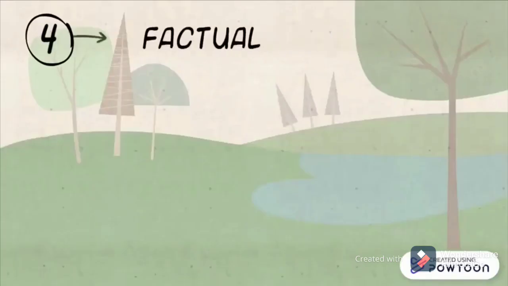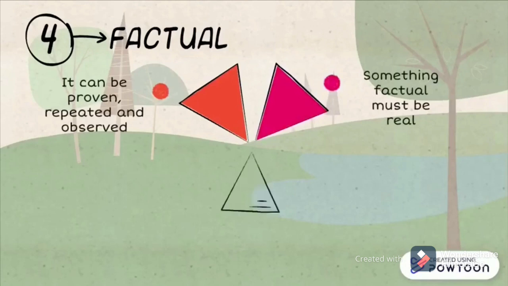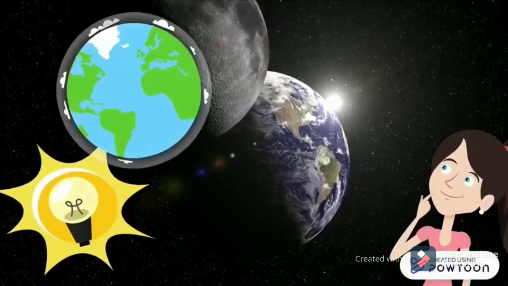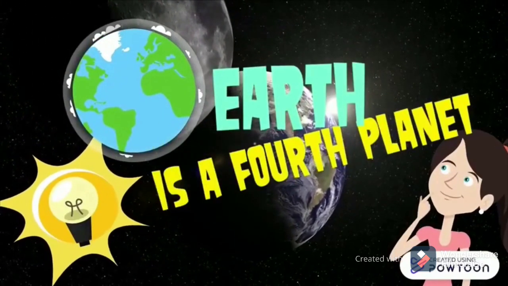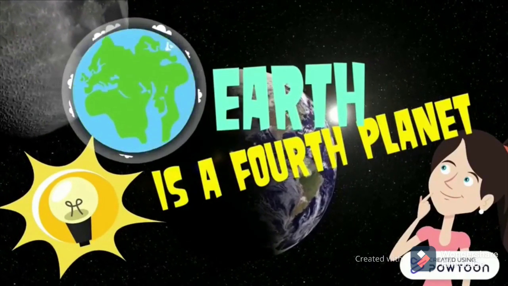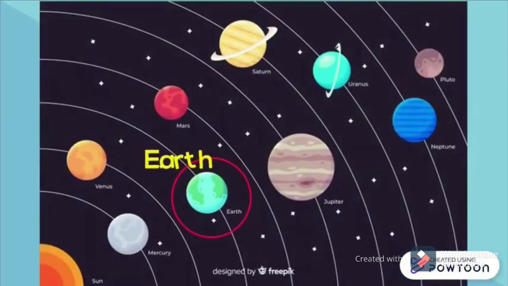Fourth, factual evidence. Factual evidence can be proven, repeated, and observed. Something factual must be real. In other words, factual is true or concerned with actual details or information rather than ideas or feelings about it. The example of factual evidence is Earth is the fourth planet in our solar system. So, to prove that Earth is the fourth planet, I have searched for some evidence. Based on my previous research, it is proven that this picture shows our Earth is in the fourth position in our solar system. So it is true that this example is factual evidence because it can be proven.